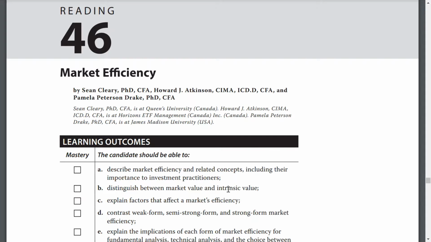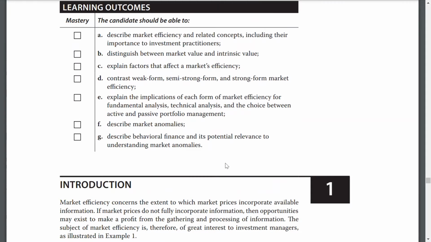Distinguish between market value and intrinsic value. Explain factors that affect a market's efficiency. Contrast weak-form, semi-strong-form, and strong-form market efficiency.